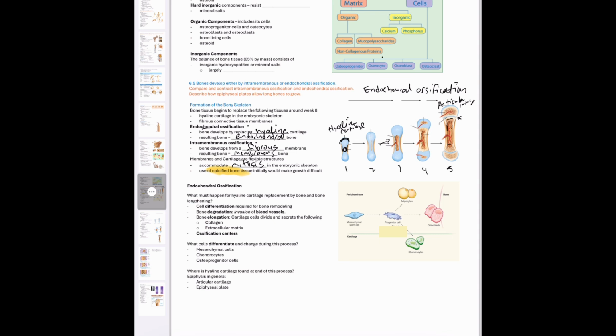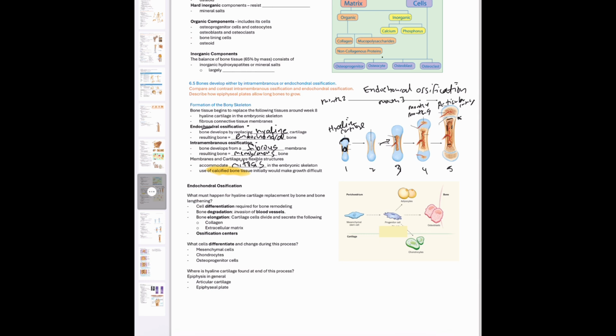The timeline in which this is happening: during the first step, this is occurring during month 2. During steps 1 and 2, both of these processes are going to occur during month 2. Once we get to the third stage, step 3, that is when we get to month 3. Step 4 is going to be occurring between month 4 all the way until month 9, which is birth. After birth, that's when we get the formation where the hyaline cartilage is only found in these two locations that we discussed.